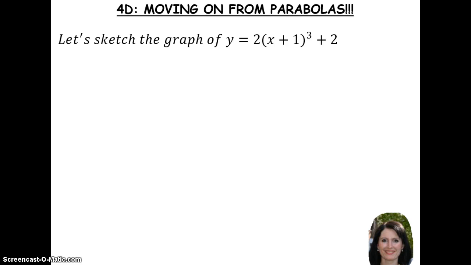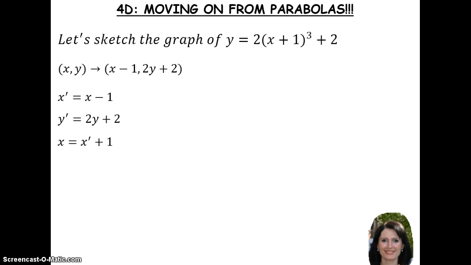Let's try another one. This time we have a dilation. So y = 2(x + 1)³ + 2. This time I'm going to look at how we got to our equation by mapping it from the basic graph of y = x³. So when y = x³, the point (x, y), to make it into 2(x + 1)³ + 2, becomes (x - 1, 2y + 2). So x image = x - 1 and y image = 2y + 2.